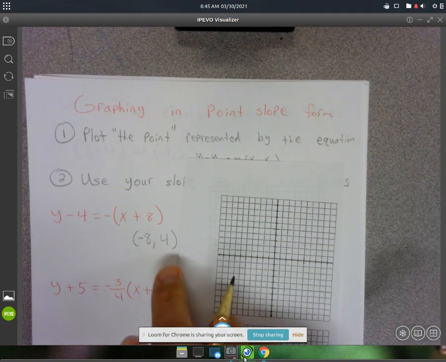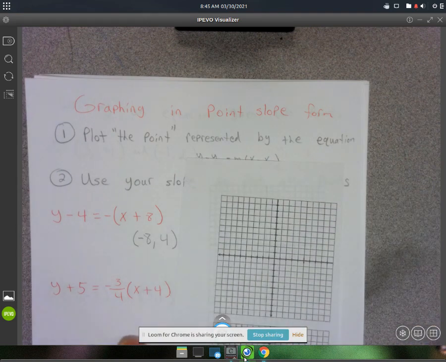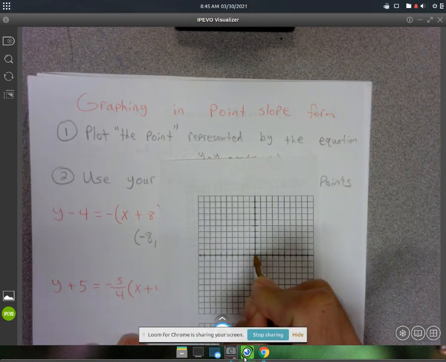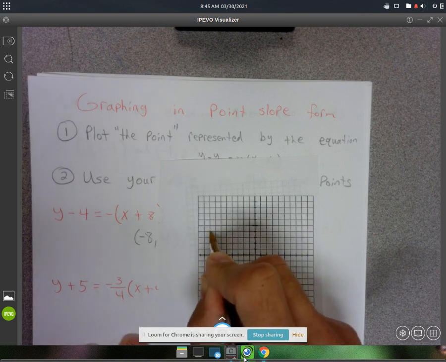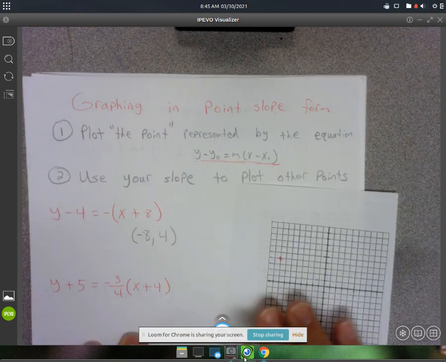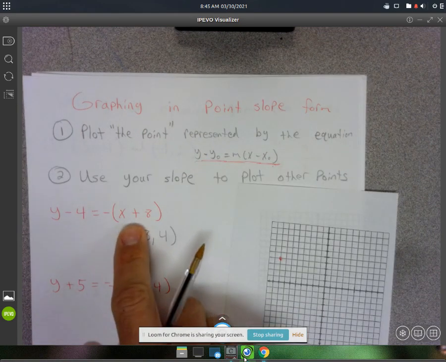And so I'm going to plot that point first. All right. So -8, comma 4. I'm going to go left 8. 1, 2, 3, 4, 5, 6, 7, 8. And then comma 4. 1, 2, 3, 4. So that's my point that's represented by the equation.